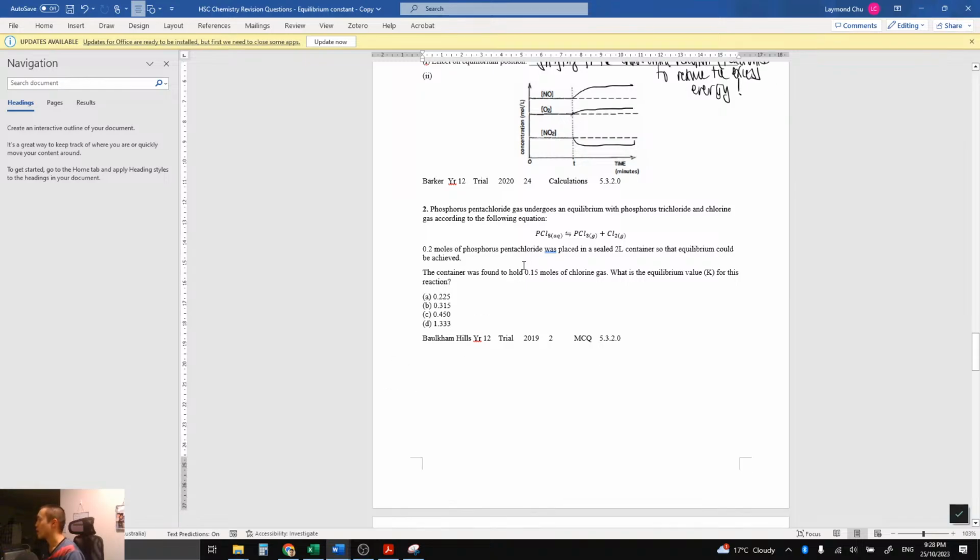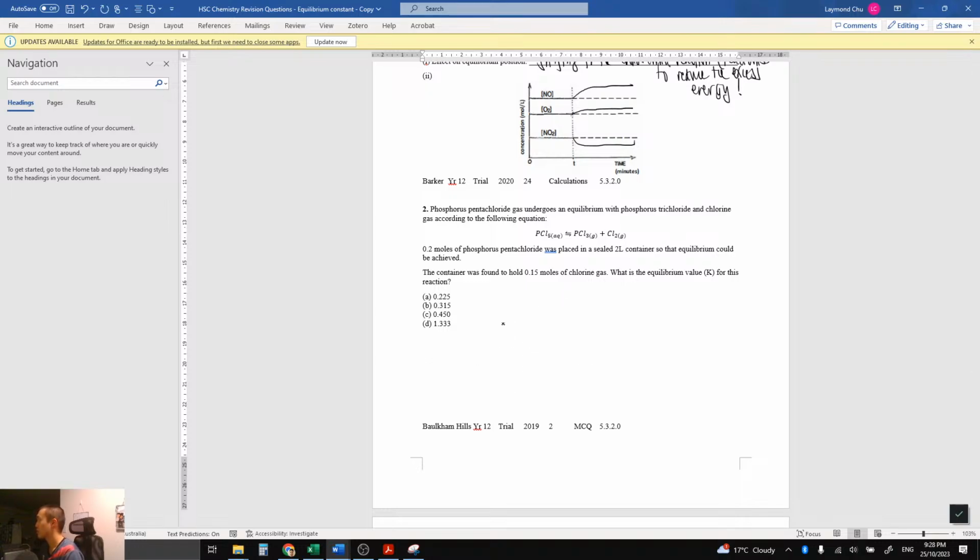Phosphorus pentachloride undergoes an equilibrium with our phosphorus trichloride and our chlorine gas according to the following equation. 0.2 moles of phosphorus pentachloride was placed in a sealed 2-liter container so that the equilibrium could be achieved. The container was found to hold 0.1 moles of chlorine gas. What is the equilibrium value for this reaction? Lovely.